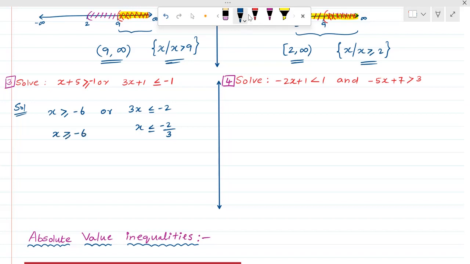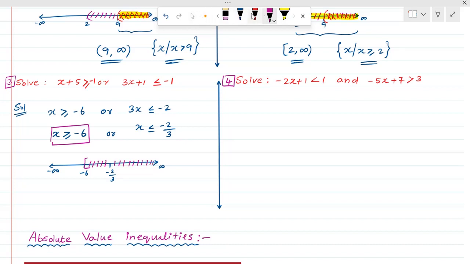So always I will draw the graph. In between, you have "or". If you draw the graph of the inequality, this is minus 6, it will be here, and minus 2 over 3, it will be here. Now the first one is more than, so it is closed to the right, to the right.